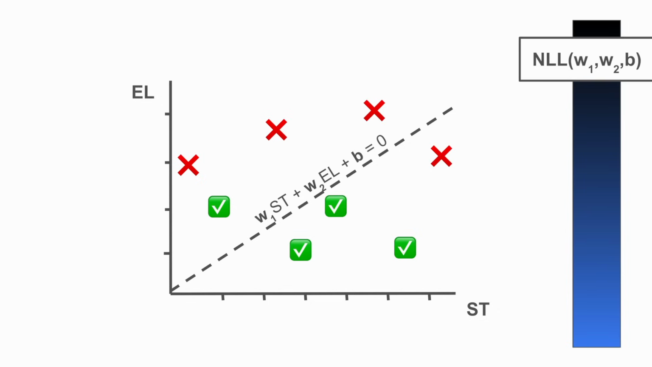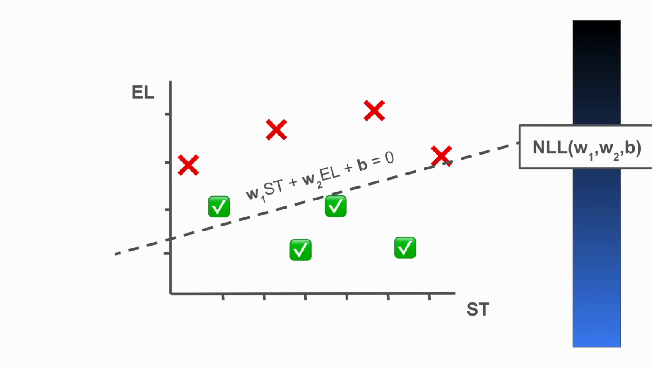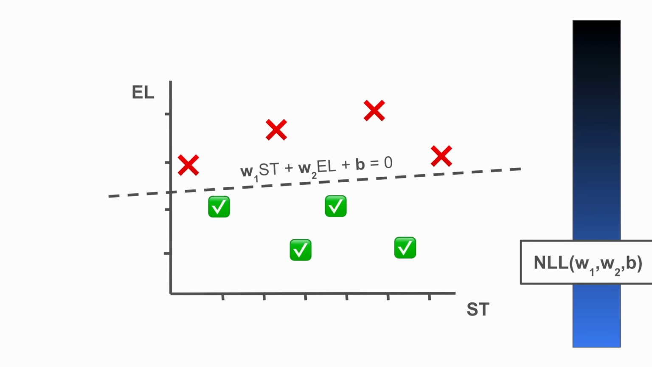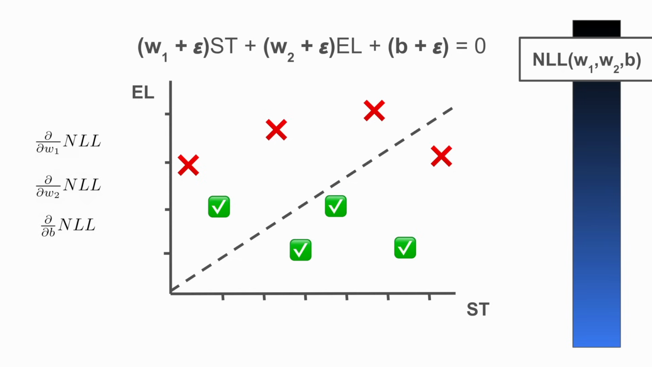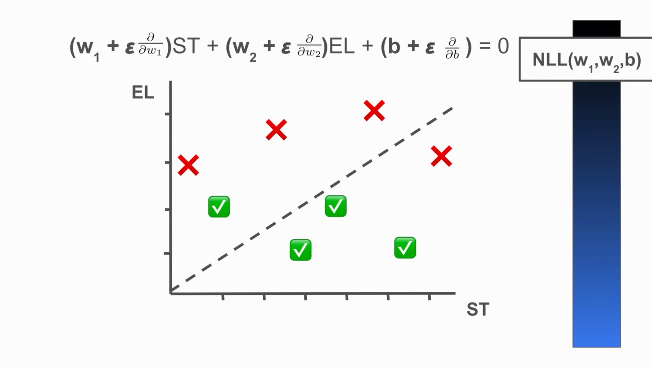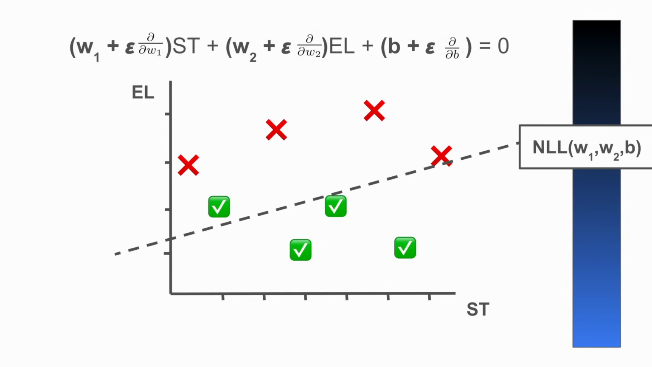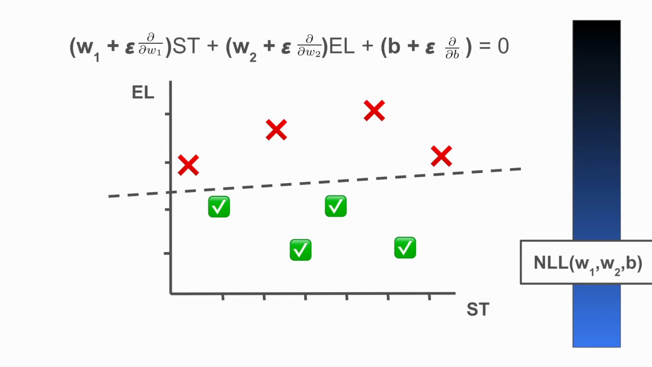So the new and improved but actually exact same goal of logistic regression is to find the values of W1, W2, and B that make the negative log likelihood as small as possible. The partial derivatives of this negative log likelihood function with respect to each of the parameters tell us how to adapt the relative size of each of the nudges we make to W1, W2, and B depending on the location of the threshold.